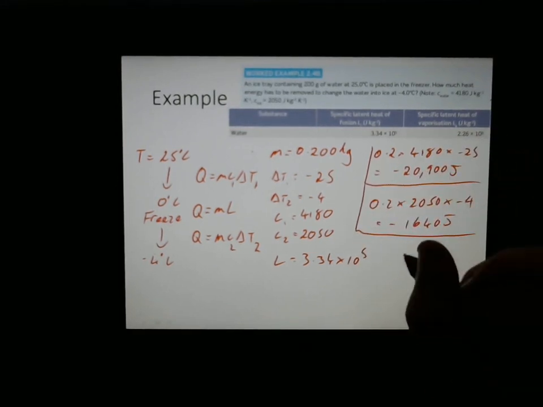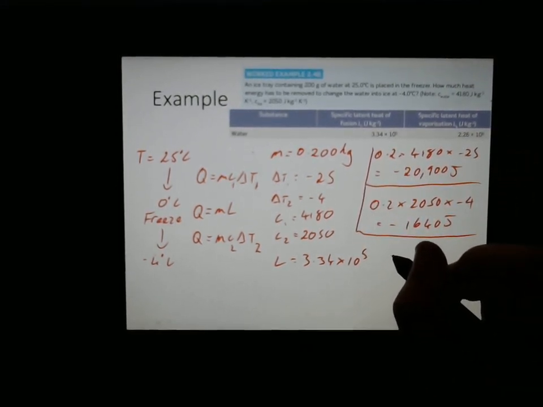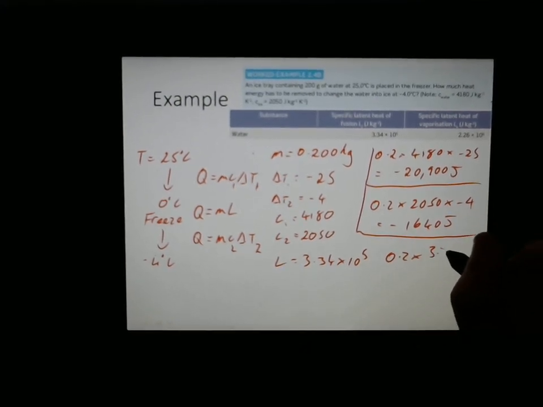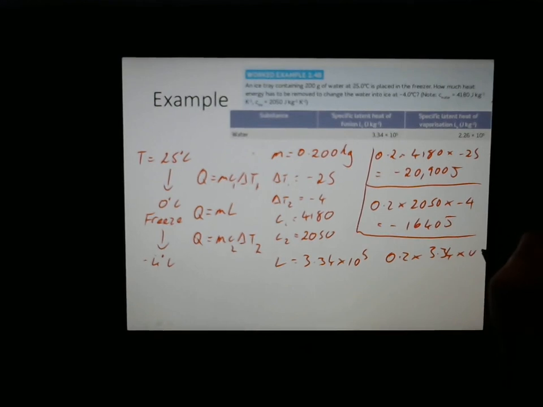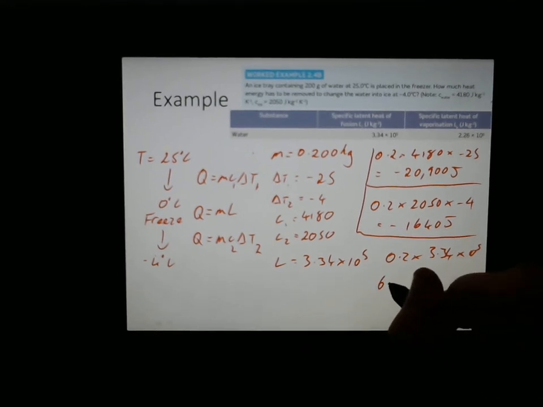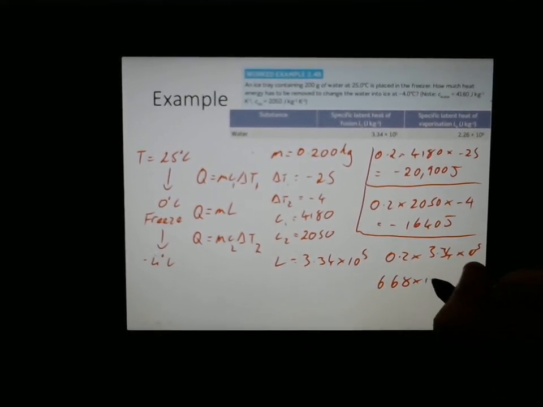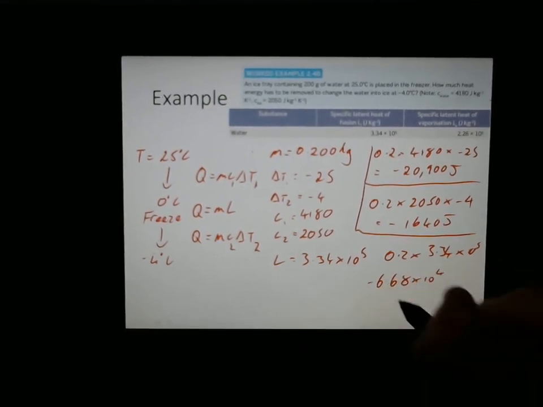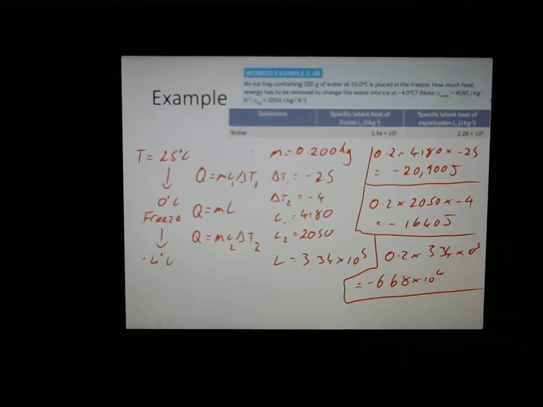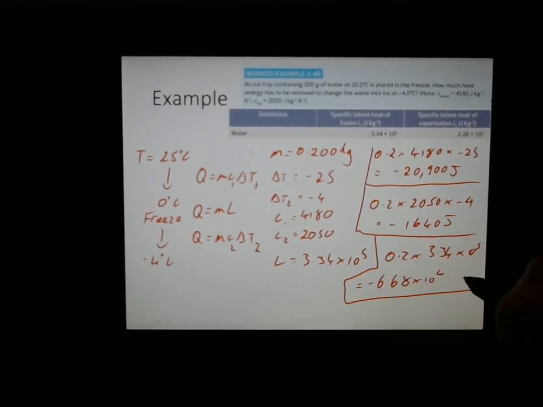Now let's do our last one. Q equals ml. 0.2 times 3.34 times 10 to the 5. And that's going to give us 6.68 times 10 to the 4. It'll be a negative number because we're going to remove the heat. Okay, so this is our phase change.